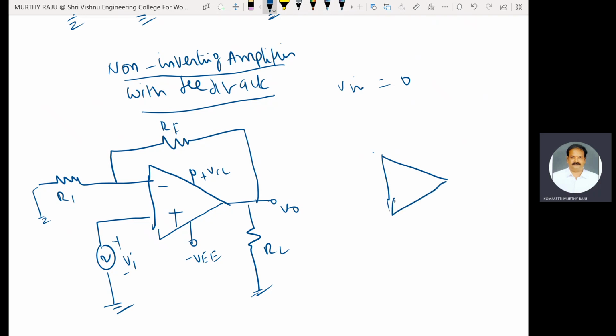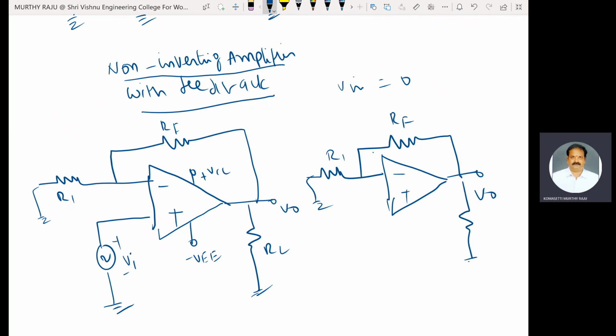The circuit diagram is reduced to R1 here, V0, RF, RL, minus VEE. Vi is 0. The voltage at the non-inverting terminal is V1. The voltage at the inverting terminal is V2.